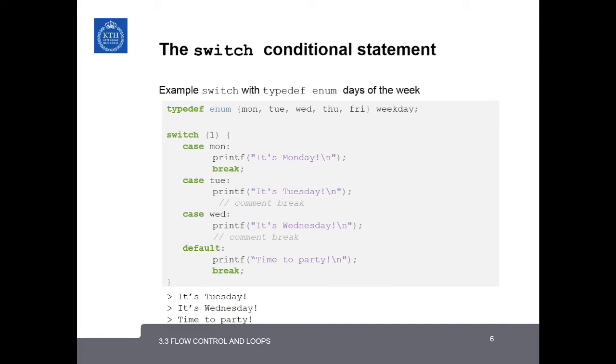If we make some small changes to the code, we can see how it reacts differently. First, we'll make the switch on the integer 1 instead of on Tuesday. Next, we'll put a comment where this break statement was on Tuesday and another comment where this break statement was on Wednesday. If we run the code again, we'll see that it prints out "it's Tuesday, it's Wednesday, time to party." And the reason why it does this is because the value for Monday is 0, so the value Tuesday is 1, and Wednesday is 2, and so on.